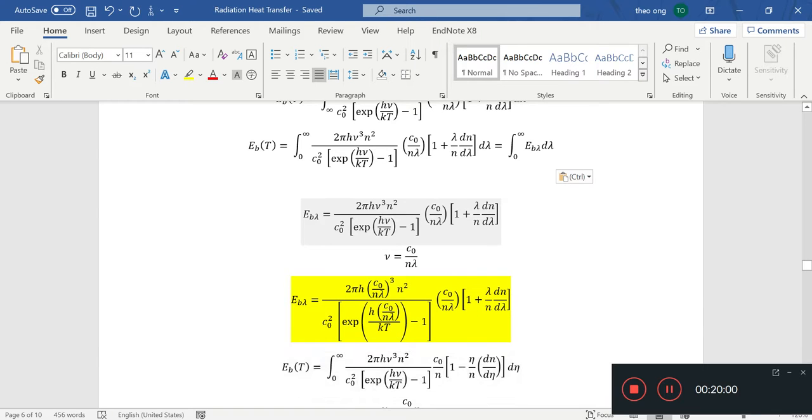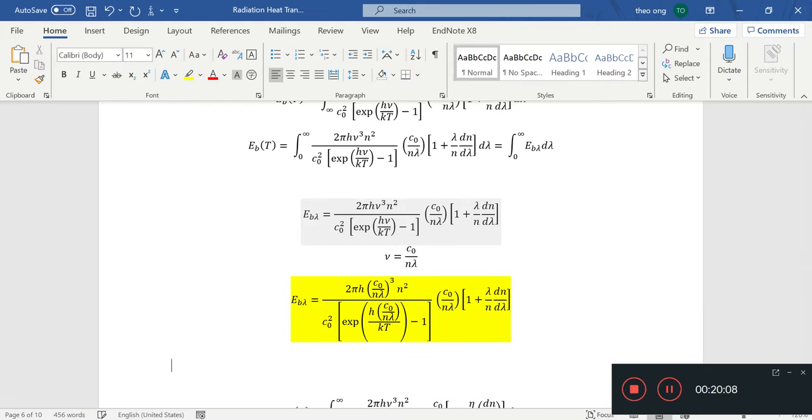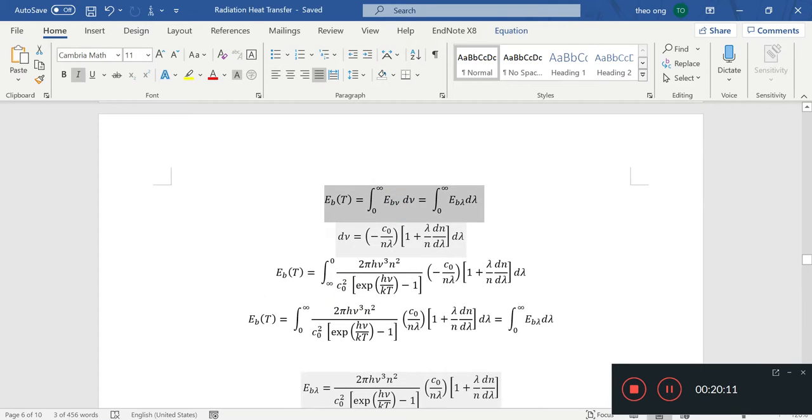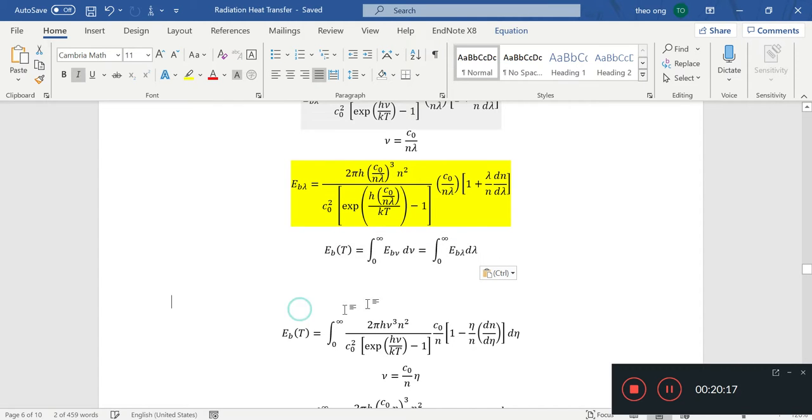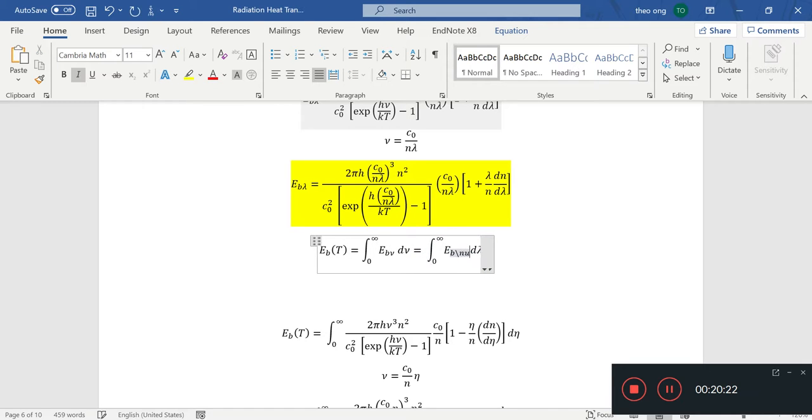Again, if we want to do the same for the one in terms of wave number, all we have to do is wash, rinse, and repeat this same procedure. What we start with is this black body. Just ignore whatever's at the bottom over here. Pay attention here. So we again equate the total emissive power for black body in terms of frequency to the one in terms of wave number.